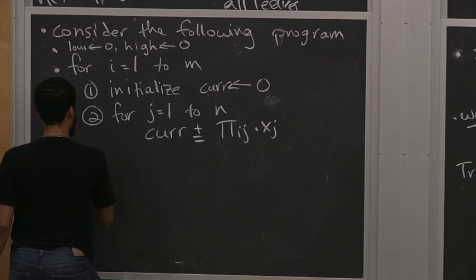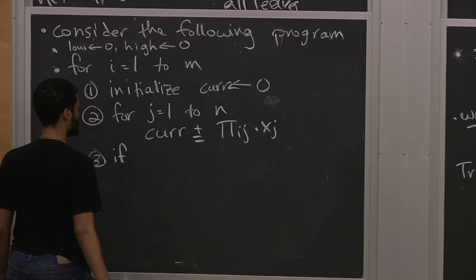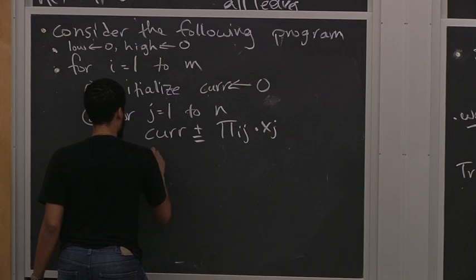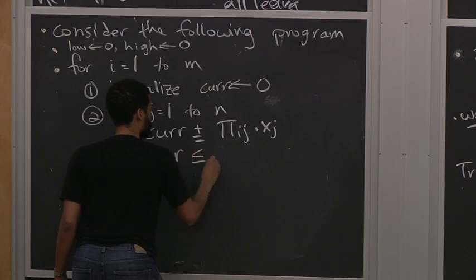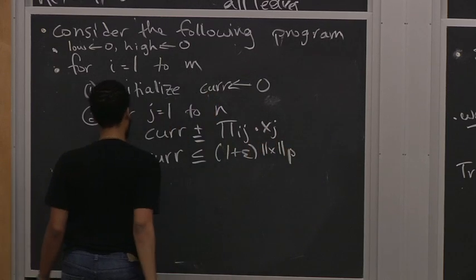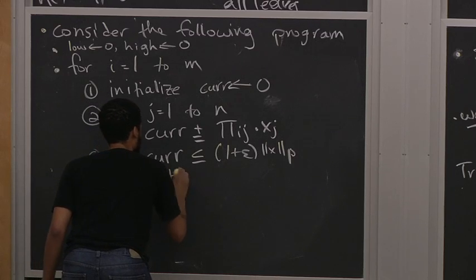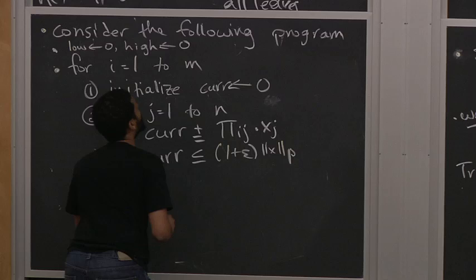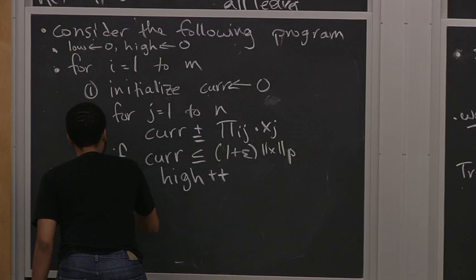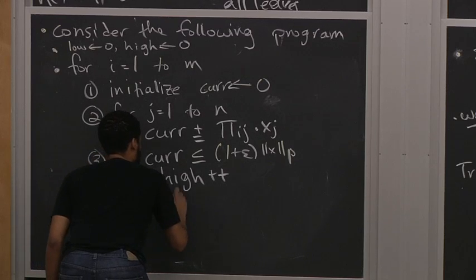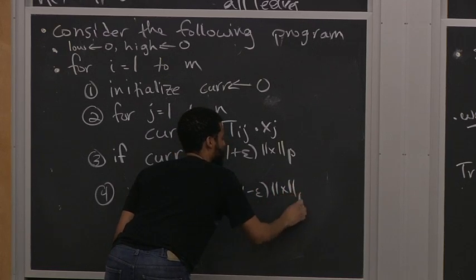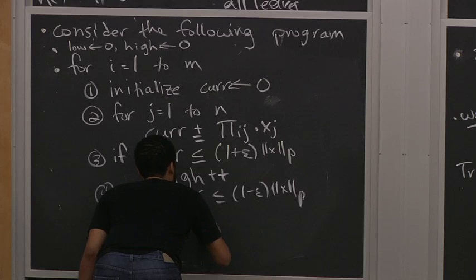And then we say if cur is less than or equal to 1 plus epsilon times the Lp norm, high gets incremented. And also if cur is less than or equal to 1 minus epsilon times the Lp norm, then low is incremented.